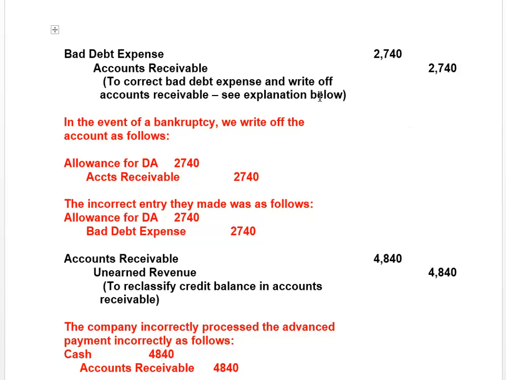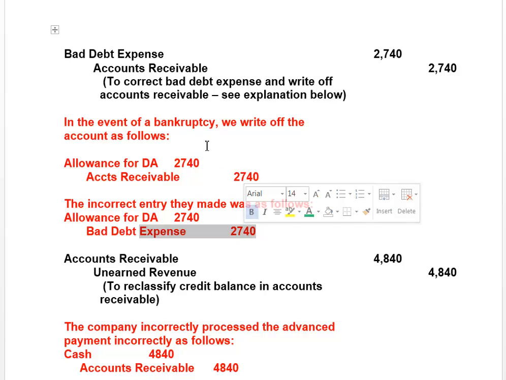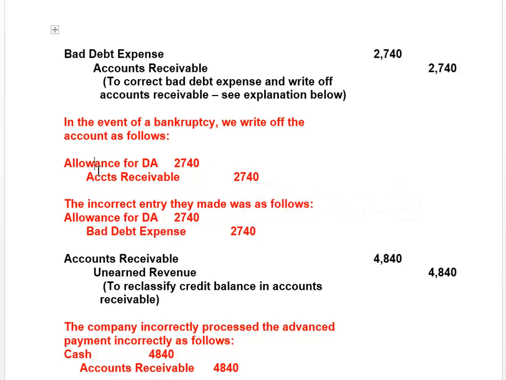One of the areas that we identified had to do with the fact that the company, for a write-off from a customer's account, had credited the bad debt expense for $2,740. We said that's an incorrect entry. The debit to the allowance was fine, but the credit to the bad debt expense was not. What they should have done in the event of a bankruptcy is debit the allowance as they did, but credit the AR, not the bad debt expense. So we're going to reverse this credit to the bad debt expense out by debiting it and credit the account that we said we should, which is the AR.